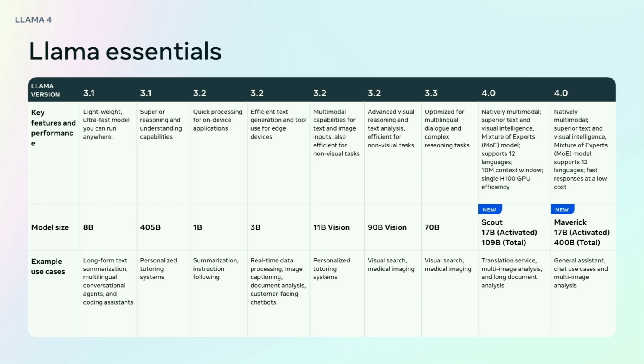On the rightmost side, we have the latest models of Llama 4.0, which is multimodal. It has superior text and visual intelligence. It is based on MOE architecture, and it supports 12 languages, and it has a context window of 10 million, which is huge. You can put a book into the LLM and ask any questions out of it.